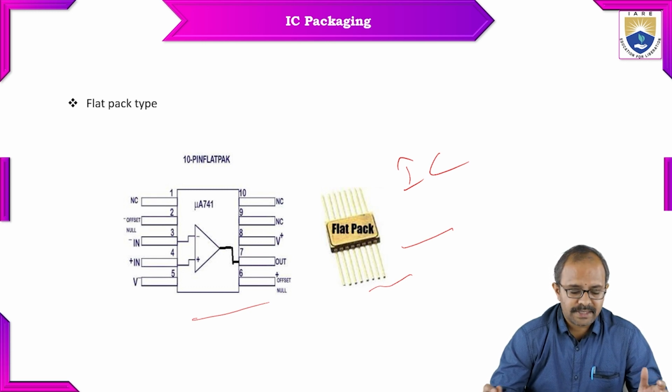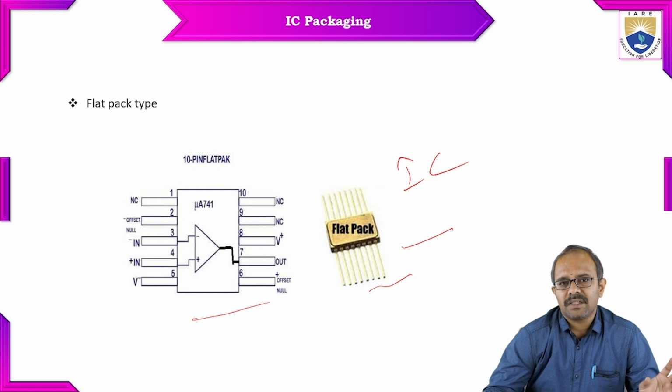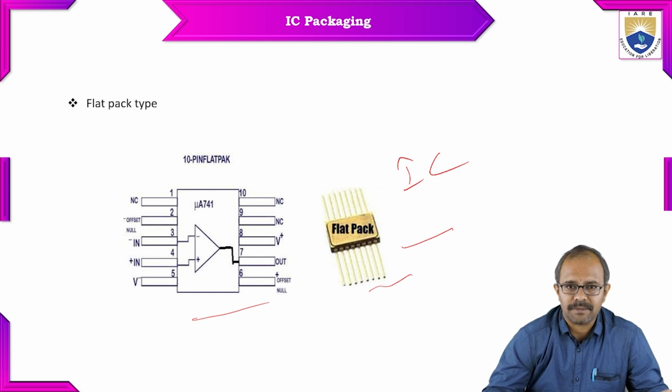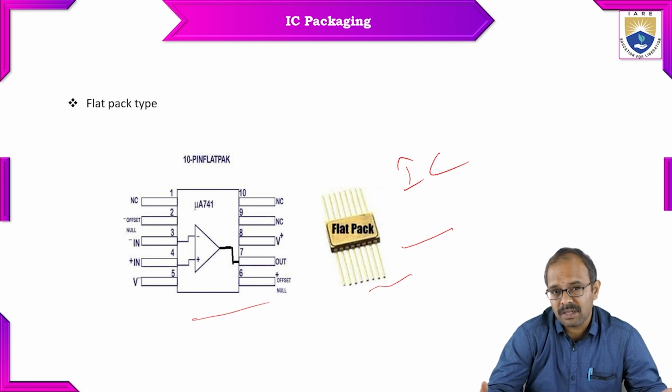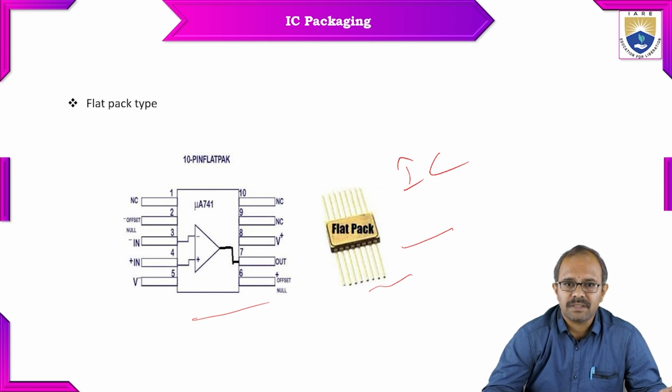So these are the basic packaging types. Packaging types are nothing but how you will find the IC in the market, how it looks. It all depends on the packaging type. We have metal can type, dual inline, and then we have a flat pack type. How it appears in the market, how it is visible, is nothing but the packaging.